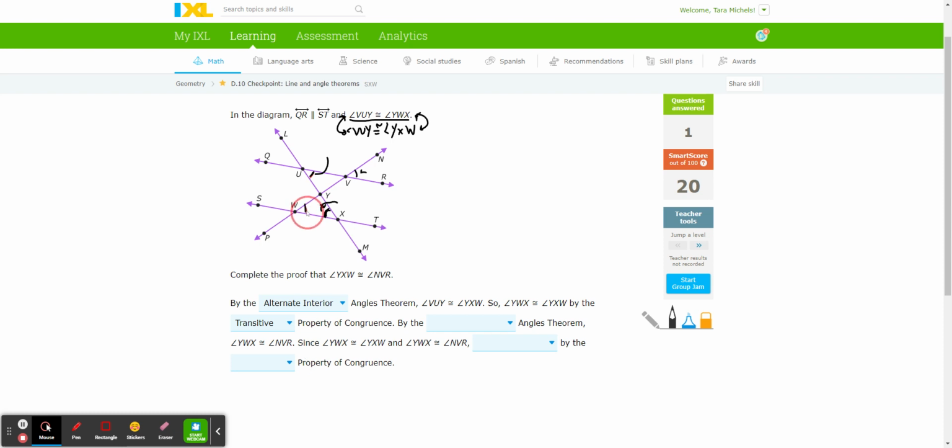All right, so we know this one again is the same measure as these two. All right, by the blank angles theorem, YWX, so this angle, is congruent to NVR. These two are congruent because, if you notice, they are corresponding angles. They're in the same relative position, both on the top and to the right of the transversal. So those are corresponding angles.